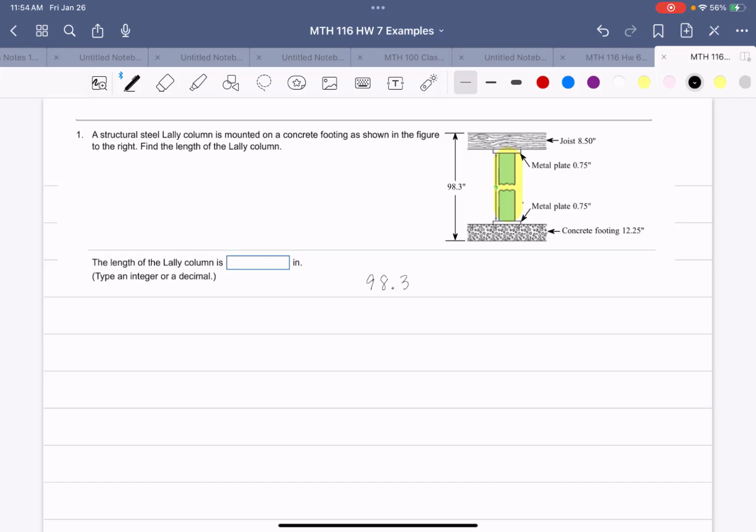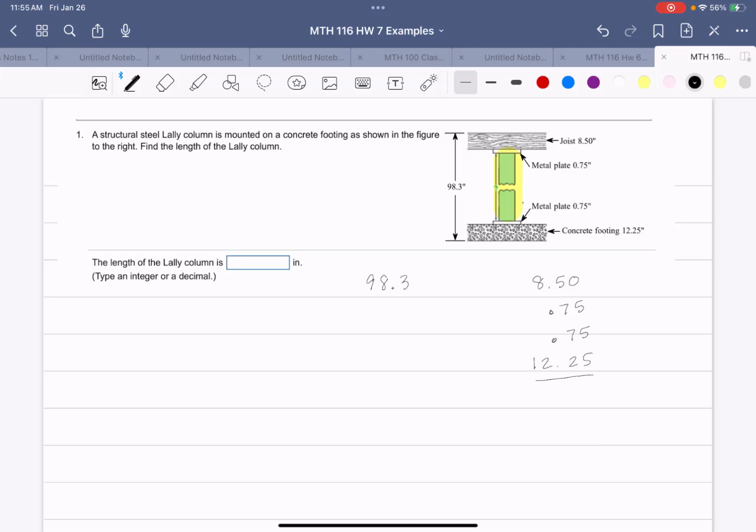So first I'm going to add them, 8.50, 0.75, 0.75, and then the 12.25 footing. So we'll get a total for that first.